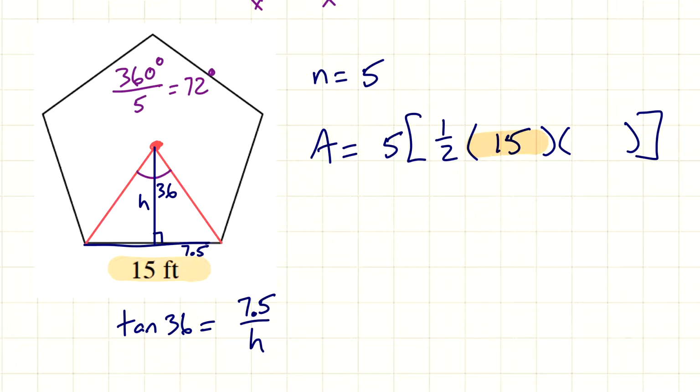Adjacent goes on the bottom, which means when we solve this, I'm going to skip some steps here, but you're going to end up with h equals 7.5 over tangent of 36. If you need help solving trig problems like that, then review your notes on your trig ratios. So we figured out the height. That's all we needed to know. We don't need to multiply it by 2 or anything. The height is the height. And so we're going to put that into the formula. 7.5 divided by tangent of 36.